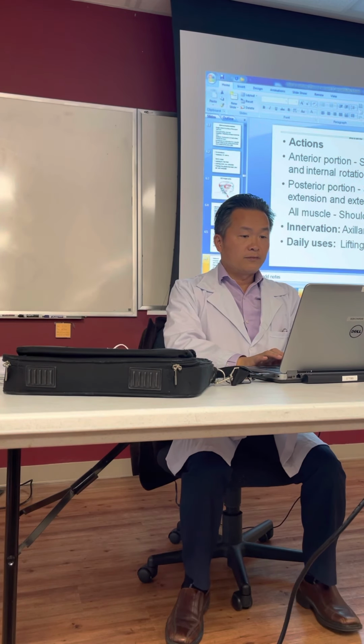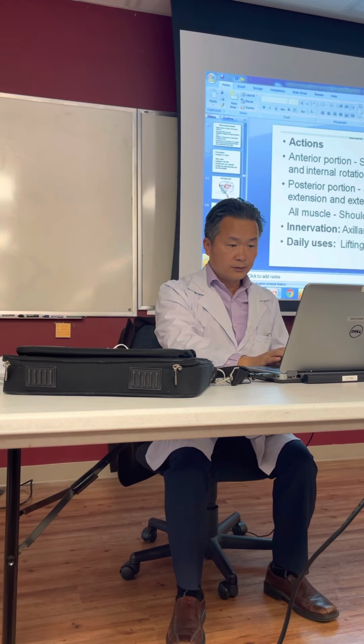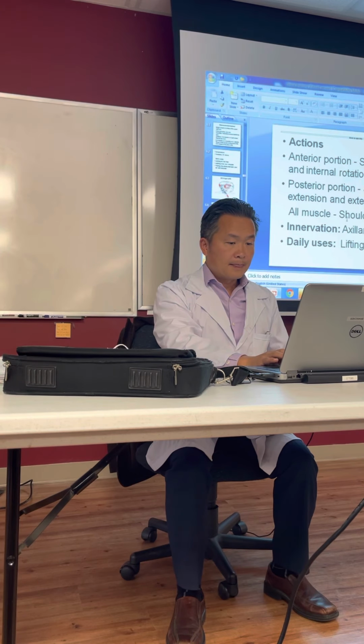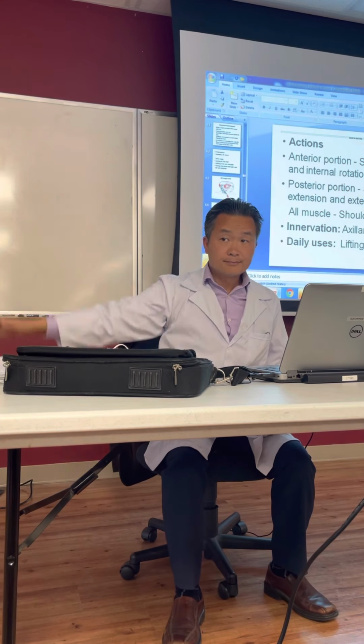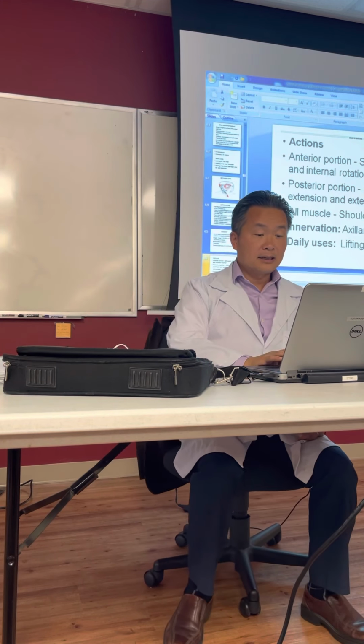Anterior deltoid for shoulder flexion. Posterior deltoid for shoulder extension and external rotation. And all the muscle heads help for shoulder abduction. So this is shoulder abduction. It's innervated by the axillary nerve.